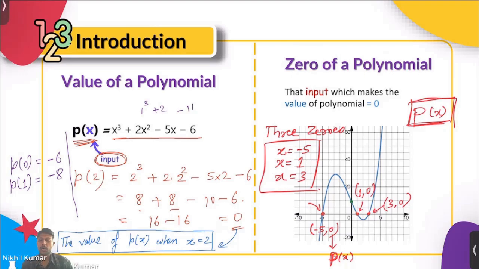Even then we can figure out the zeros of a polynomial. You just have to find out where that graph cuts the x-axis. That's all. Cuts or even touches the x-axis. Those points will indicate the zeros of a polynomial. So I hope this part is clear.